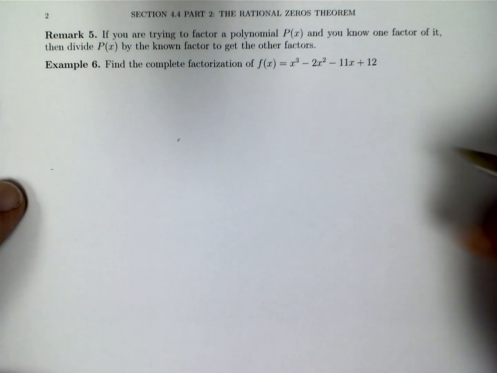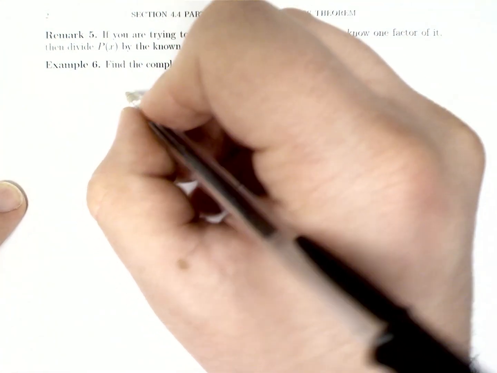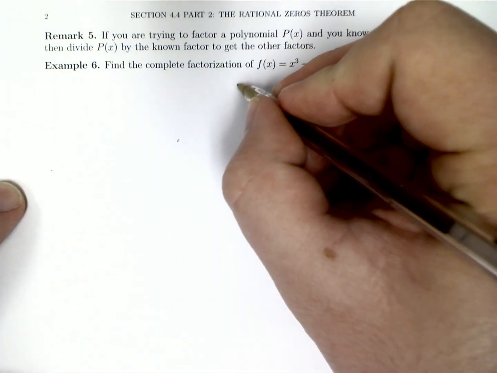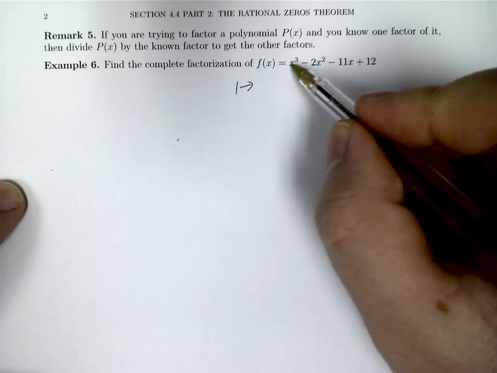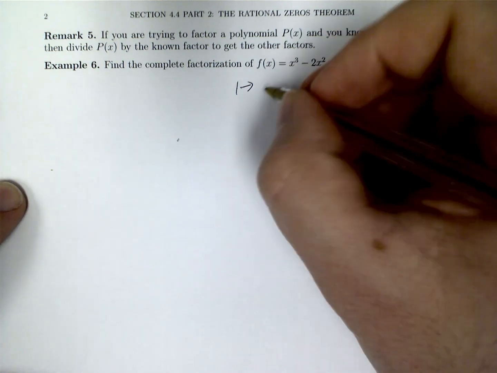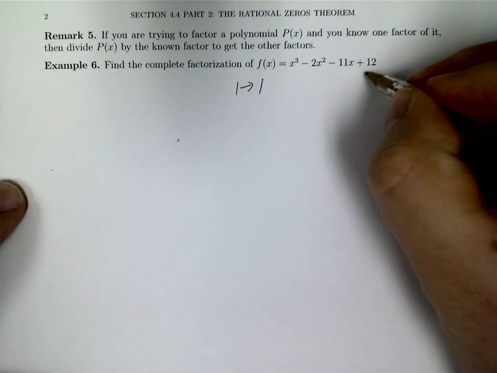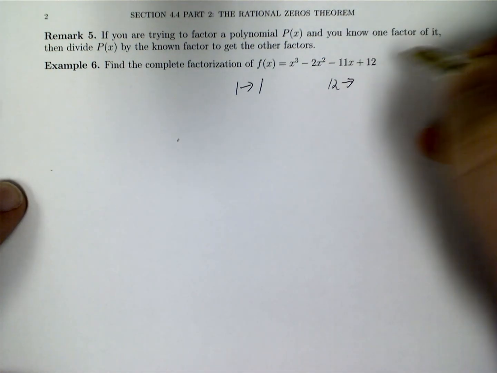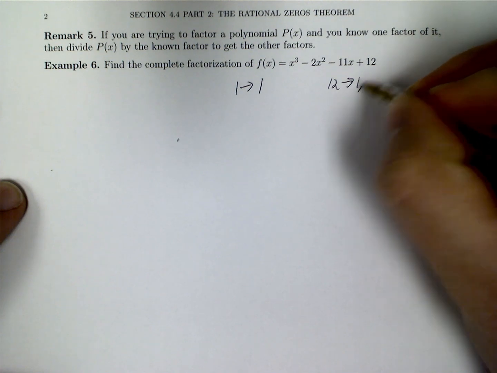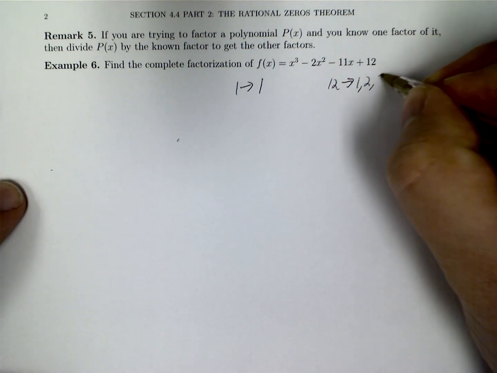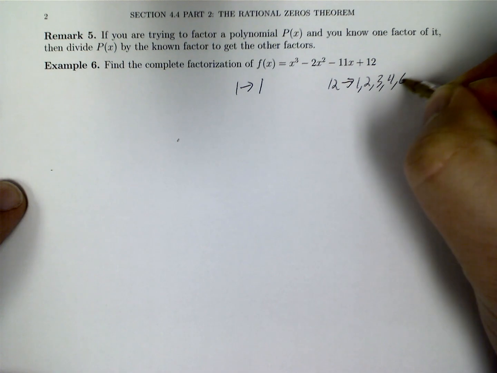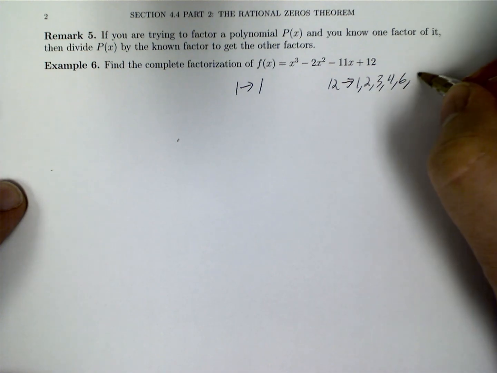So let's try that. All possible factors. We want to look at 1 as the leading term here, so we have to determine our factors. The only factor of that is 1. We also have 12, which has a couple. So we have 1, 2 divides into 12, 3 divides into 12, 4, 6, and then 12.